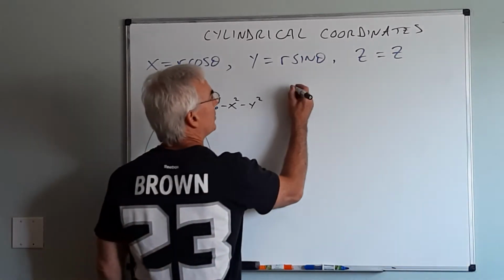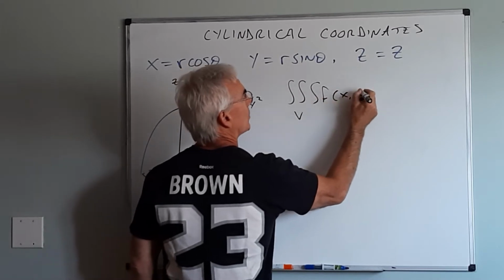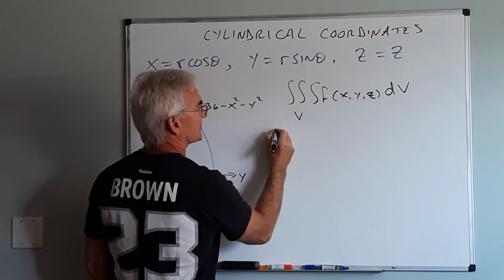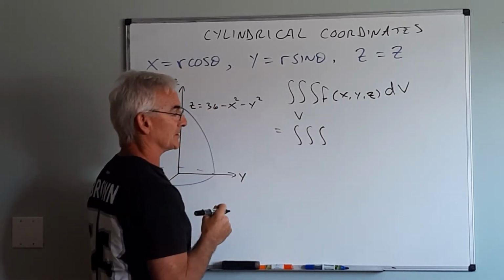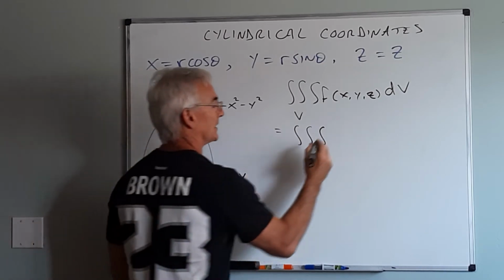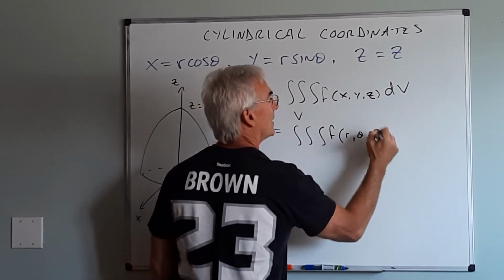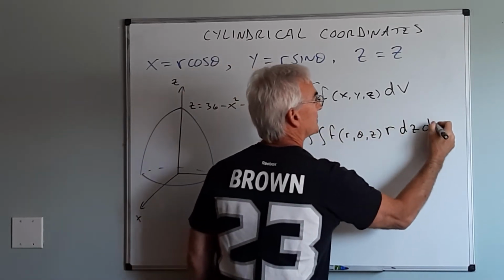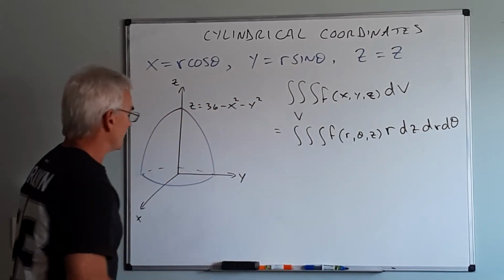So if I have a triple integral of the form f of x, y, z dV, then when we switch it to cylindrical, it becomes a triple integral. Of course, we change our limits to suit the r, the theta, and the z. I have f of r, theta, and z, but then like before, I introduce r to go with dz, dr, d theta.